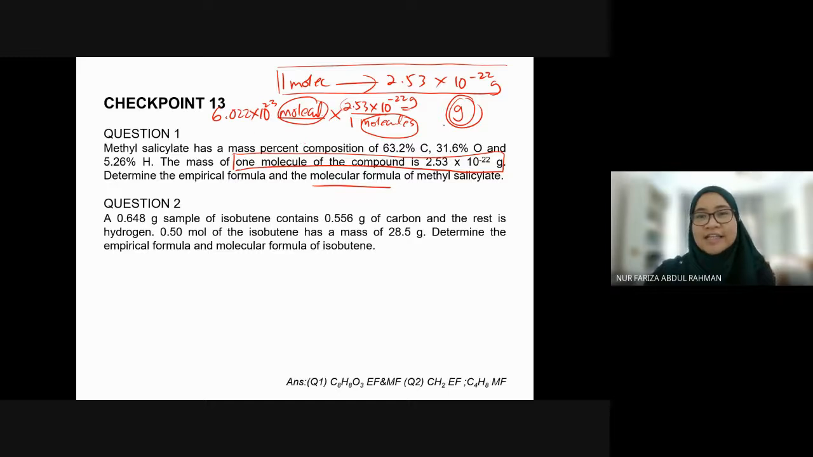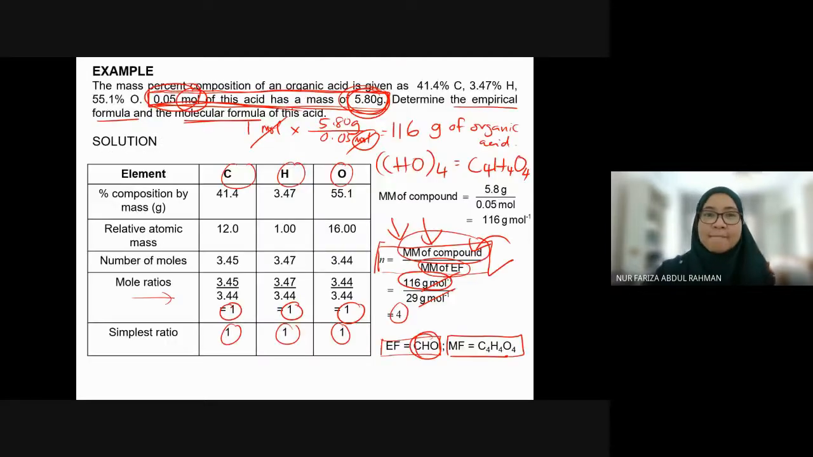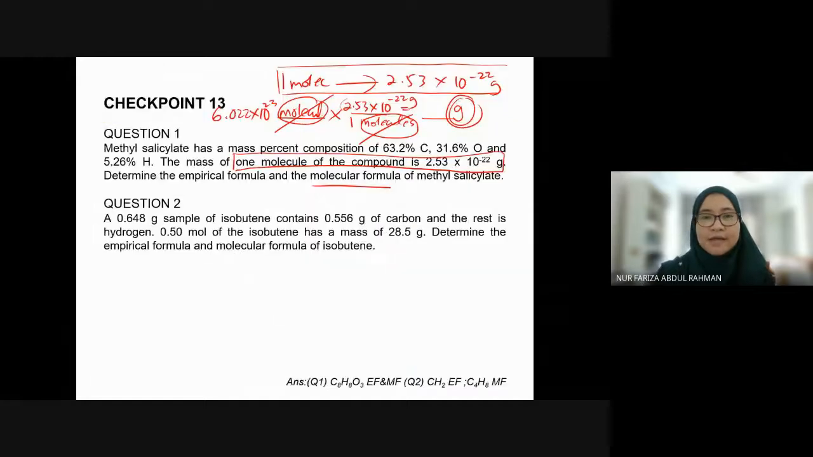Anything that represents 1 mole, because we want molar mass. So molecule can be cancelled out, and we will end up with gram. You have the mass already, and that would be your molar mass. It is different: earlier they gave mole and gram, this time around they give molecule and gram.